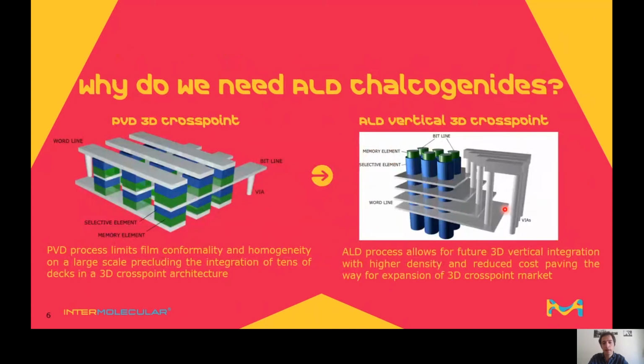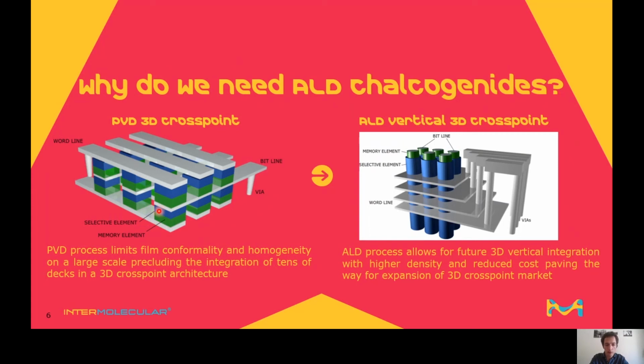But why do we need ALD chalcogenides? Actually, in the PVD 3D crosspoint memory, we can see here on the left, we have the word line and bit line, and in the middle we have the selective element, that is typically OTS, and the memory element, that is typically PCM, phase change memory.